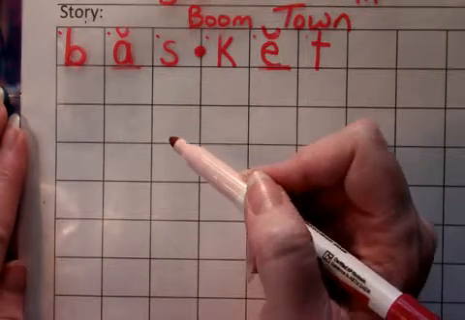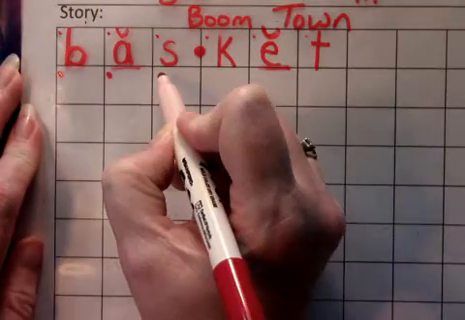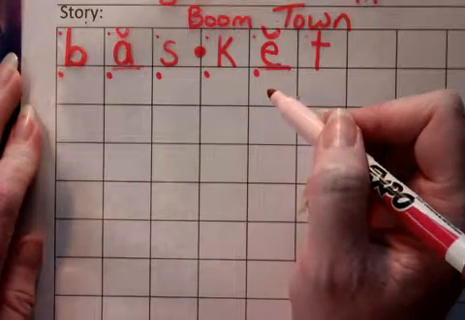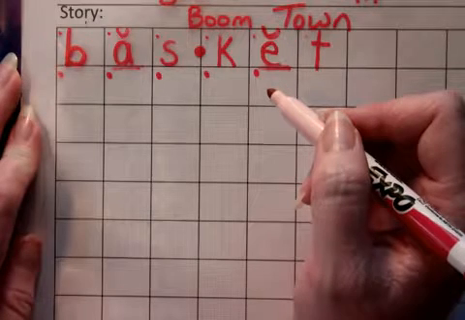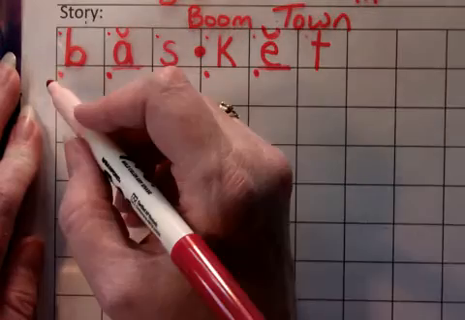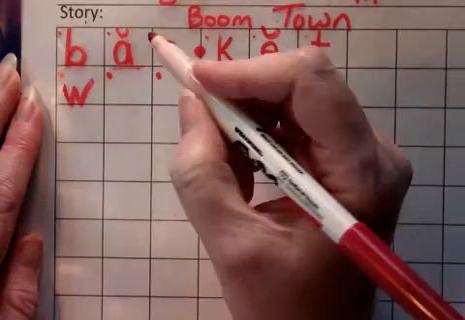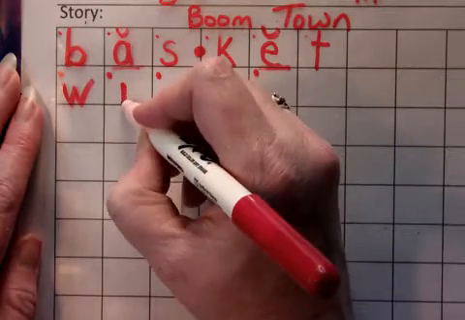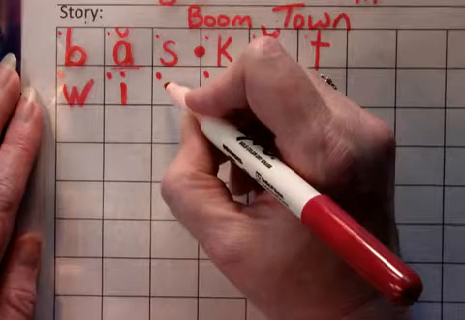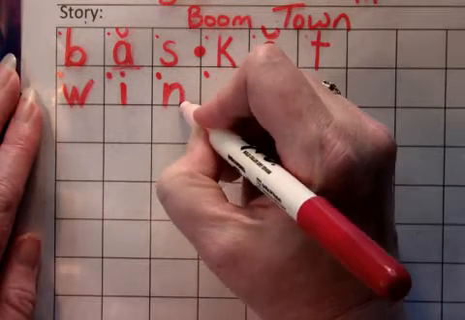The next word is winter. Winter. When we're sounding out the words, please don't go fast. You need to slow down so that you can pay attention to each sound. The first sound is W. The W. I is the I. My tongue is up, my lips are open. That's the N. Start in the middle of the box, go down, come up, and swim over.